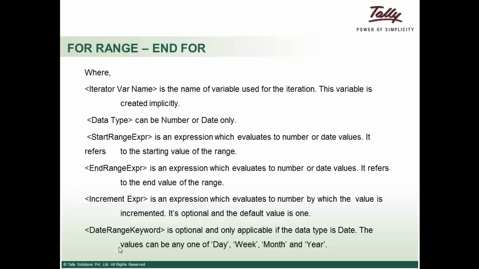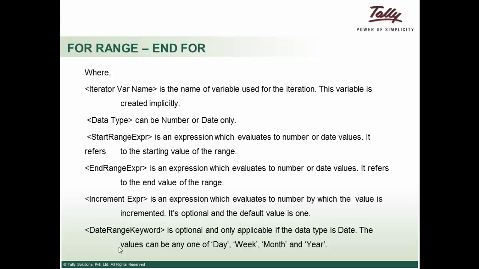Iterator variable is the name of the variable used for iteration. This variable is created implicitly just at that particular time. Then data type can be number or date.